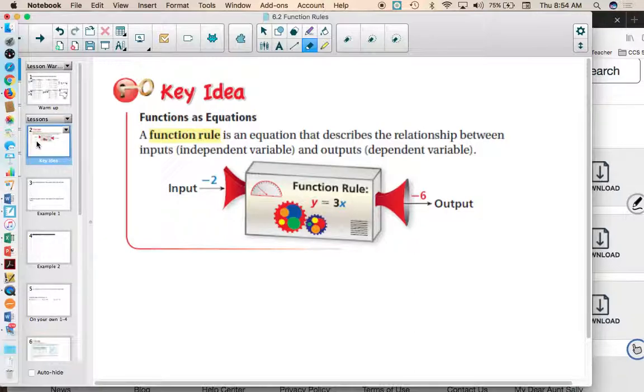Okay? A function rule is an equation that describes a relationship between the input, which is called an independent variable. What I put in is independent. I can put anything I want in there. But the output is a dependent variable, because the output depends on what you put in. Okay?